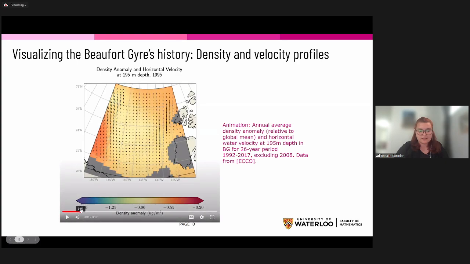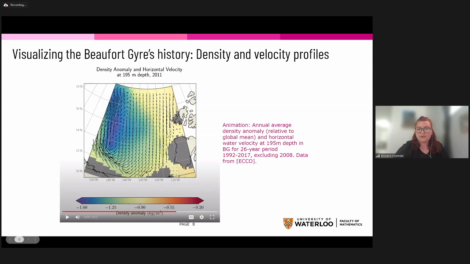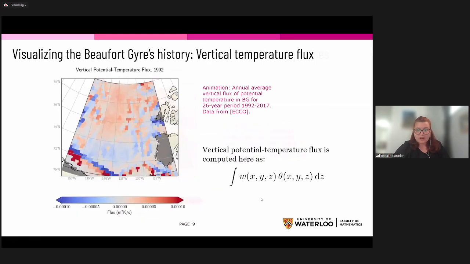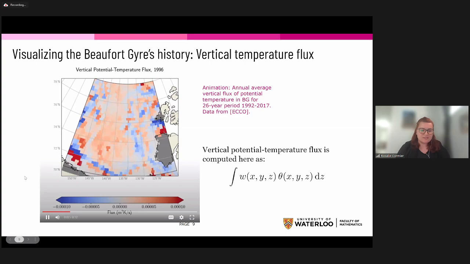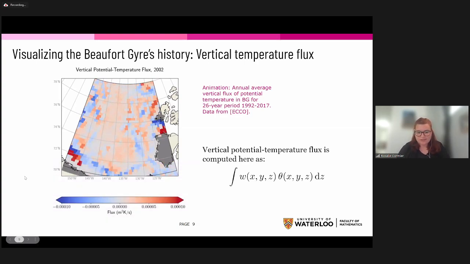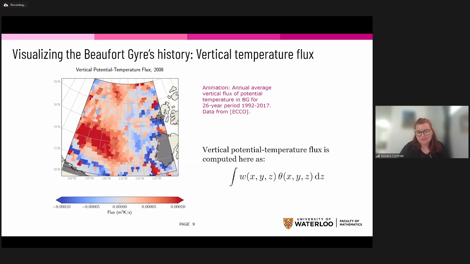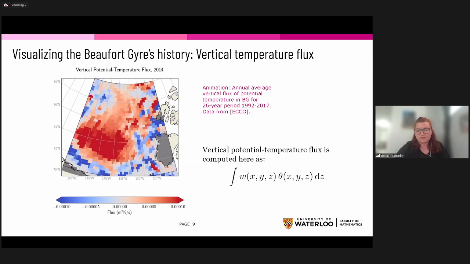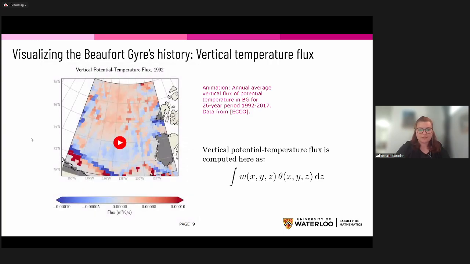And secondly, the horizontal velocity is increasing. So we do, for every year, have that anticyclonic circulation pattern, but in the late noughts and the early 2010s, the strength of that circulation increases dramatically. Another profile I'd like to show here is this animation of the vertical potential temperature flux in the Beaufort Gyre region. So this is just the integral over the water column of the vertical velocity times the potential temperature. So you'll see here not a lot of activity in the 1990s, early 2000s, but again, past about 2007, 2008, we start to see these large patches of dark red, which correspond to a net upward temperature flux.